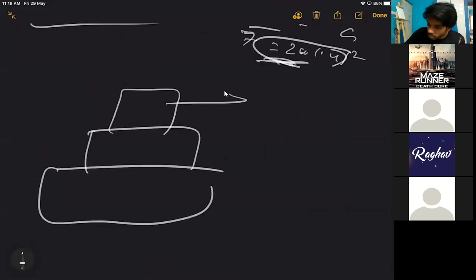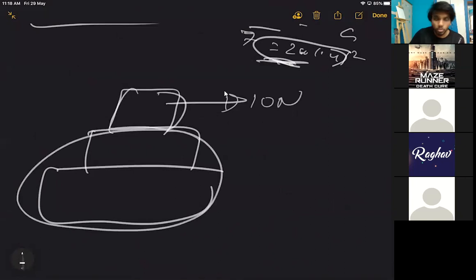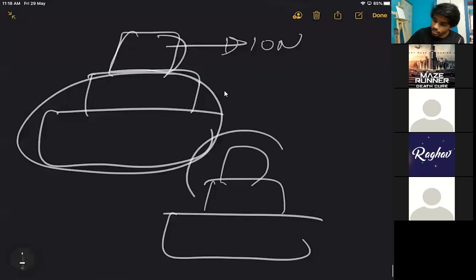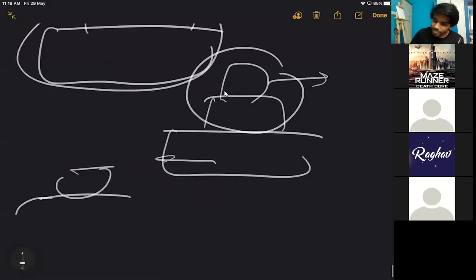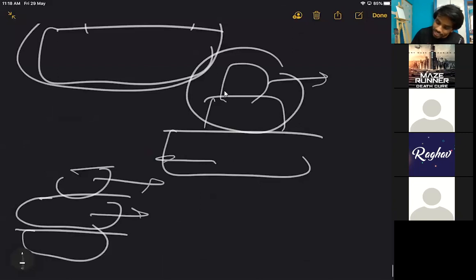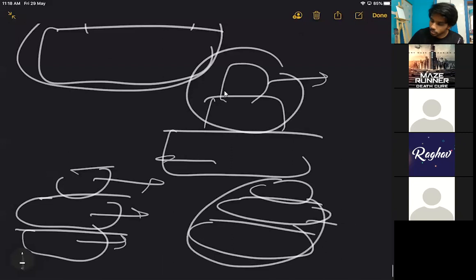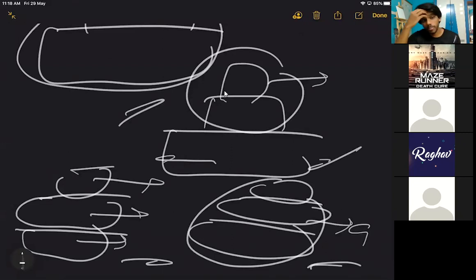In this situation, if I apply this force, this can move separately and these two can move combinedly. And there is another case where these two can move combinedly and this can move separately. There is another case where all the 3 things move separately, and a case where all the 3 things move combinedly. I have to check all the cases here. So that will be a very long method.